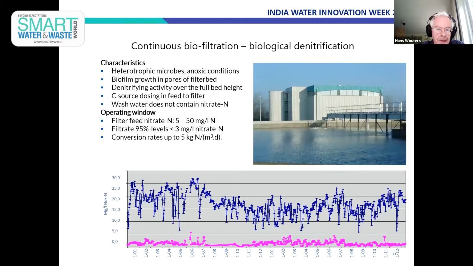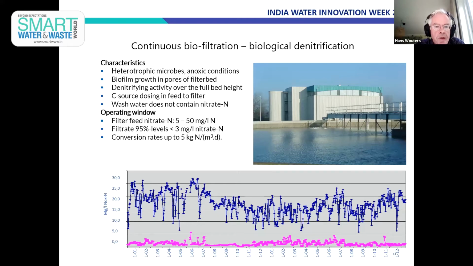This is another example where we are not talking about nitrification, but denitrification, biological denitrification. In this case, we are trying to remove nitrate into nitrogen gas by denitrifying biomass. These are heterotrophic bacteria which can exist under anoxic conditions. So that means that the system needs to be run at conditions with very low oxygen concentrations.